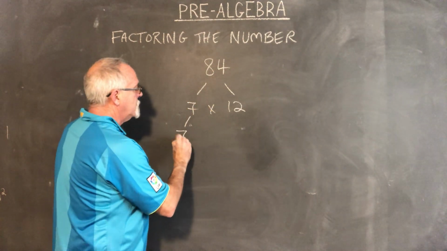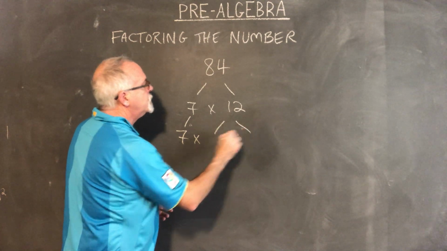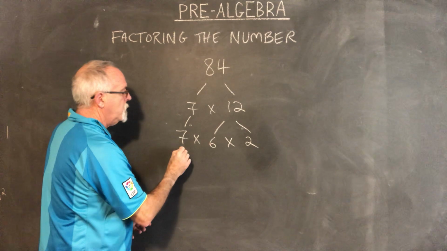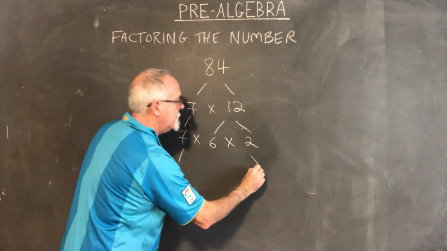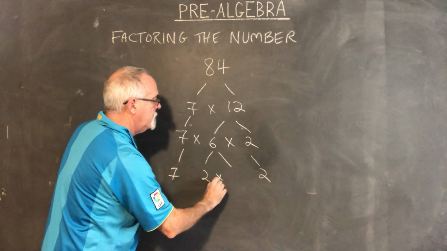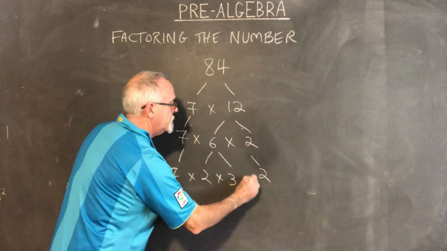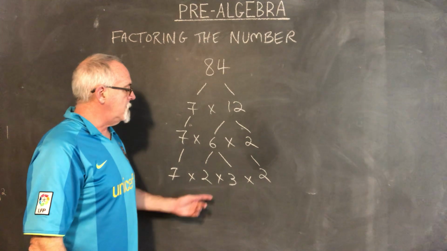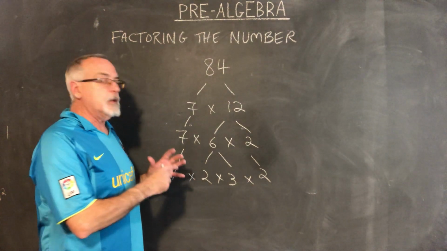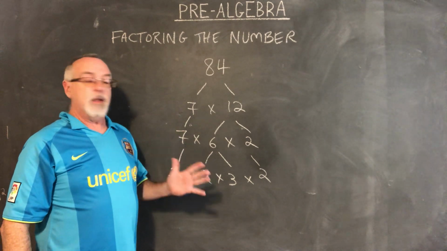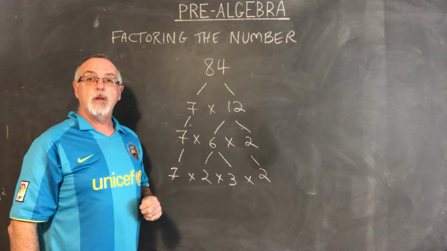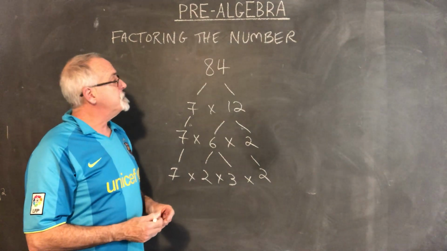But 7 is prime, so I'm copying it down, and 12, I'm choosing this time to do 6 times 2, and 7 and 2 are both prime, so they're both being copied down, but 6 factors down into 2 times 3, and I put my multiplication symbols, and I have 7 times 2 times 3 times 2. This time I have 2 2's and a 3 and a 7. So all sorts of interesting stuff happens. But the important thing is at the end you have all of the prime factors of the number you started with, and that is kind of fun.